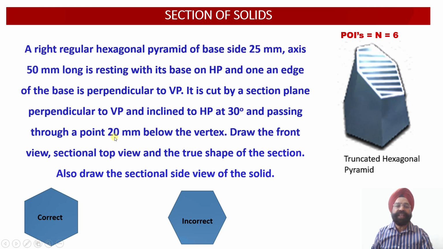So the cutting plane will be passing through this point, and since this cutting plane passes through all the slant generators, you see these are all the slant generators. Since all the slant edges of this hexagonal pyramid have been cut, we are going to get POI, that is points of intersection, equal to N. N means edges of the base. So since all the slant generators have been cut by this cutting plane, we are going to get 6 points of intersection by virtue of cutting off this hexagonal pyramid by the cutting plane.